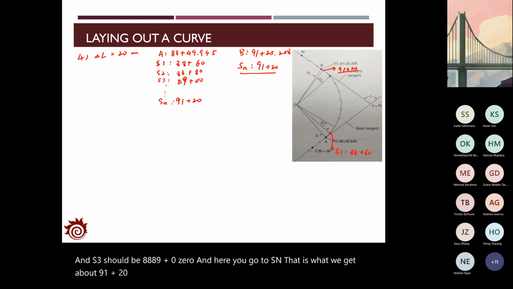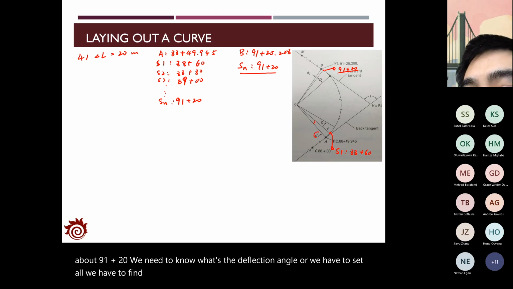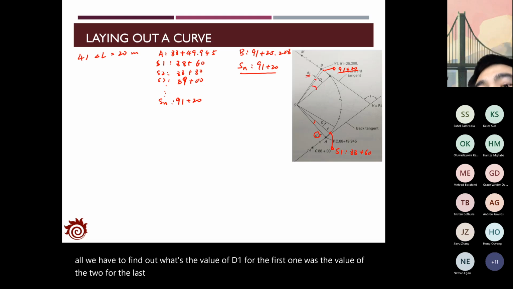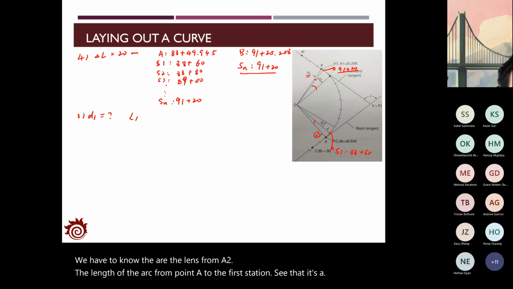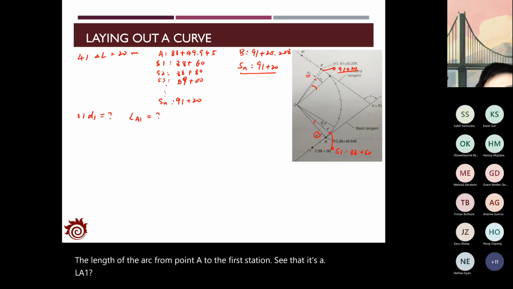We need to know what's the deflection angle we have to set, or we have to find the value of D1 for the first one, the value of D2 for the last one, and what's the angle for each standard interval of the substations. So to calculate D1, we have to know the length of the arc from point A to the first station. Say that is LA1. What's the value of this one? This would be the arc LA1.